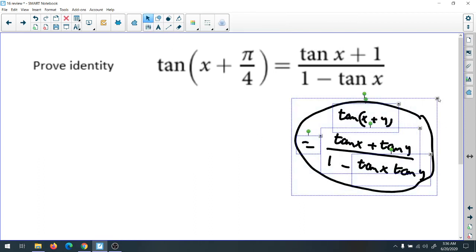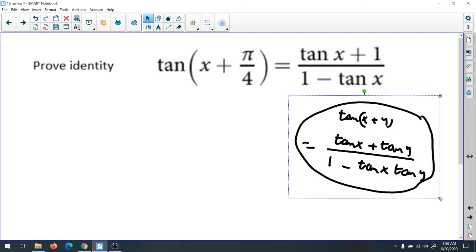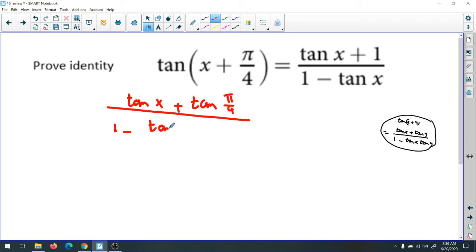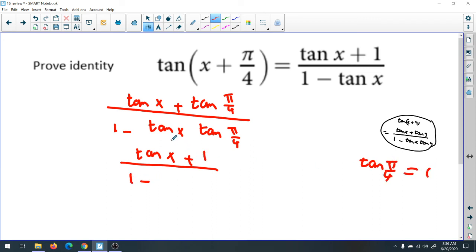So it will be tangent x plus tangent of pi over 4, divided by 1 minus tangent x times tangent of pi over 4. Now we know that tangent of pi over 4 is 1, so replace it with 1. So it will be tangent of x plus 1 over 1 minus tangent x times 1, which is tangent x. So you see, left side equals right side.